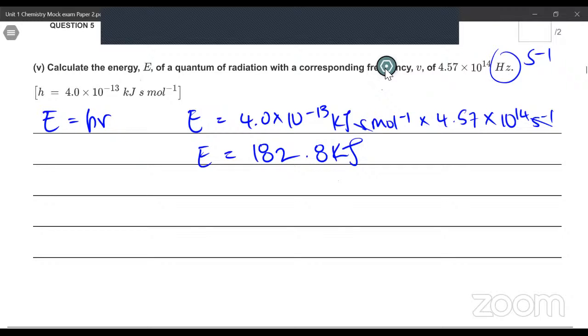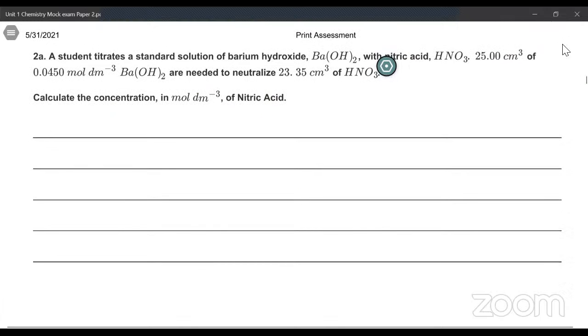Now, for the moles question that I gave them, I think it's a GCSE question. So a student titrates a standard solution of barium hydroxide with nitric acid, HNO3, where 25 cm cube of 0.0450 mole per dm cube of barium hydroxide are needed to neutralize 23.35 centimeter cube of nitric acid.